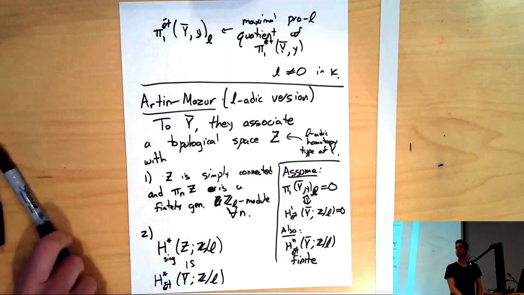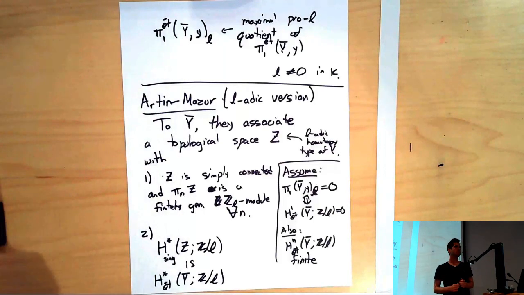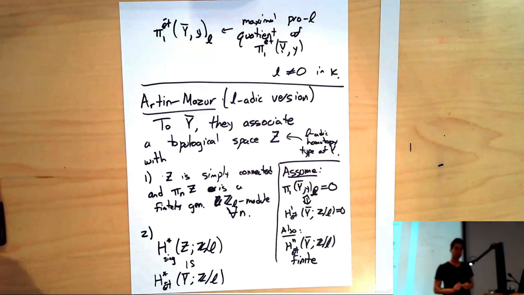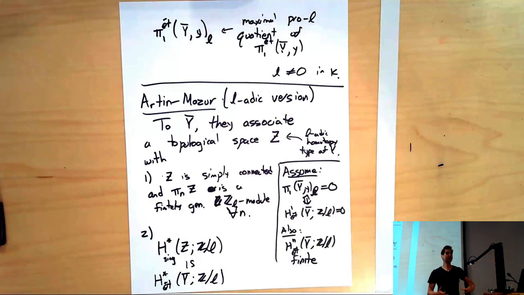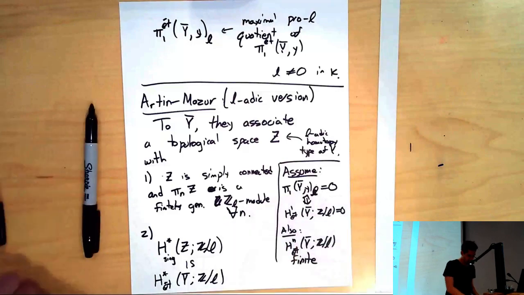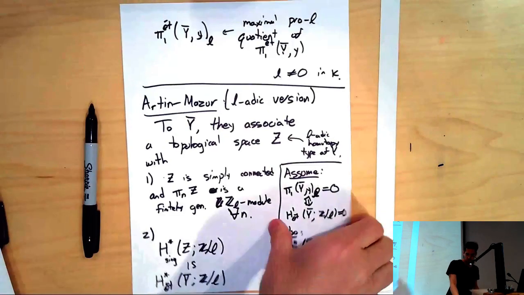Question about this? Yeah. So you wrote this comparison with Z mod L. Would you get the same thing if you took Z mod some power of L? With the same space? Yeah. Okay. Yeah. So it captures all of those. A map of topological spaces induces an isomorphism on cohomology with Z mod L coefficients if and only if it does the same for Z mod L to the n coefficients for all n.